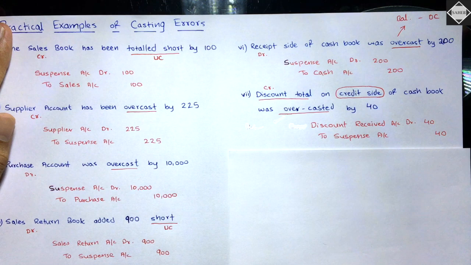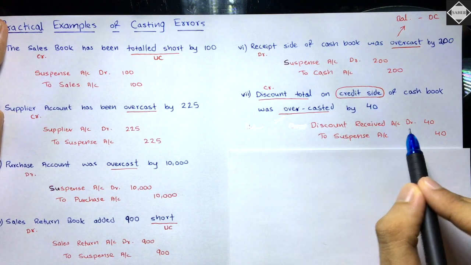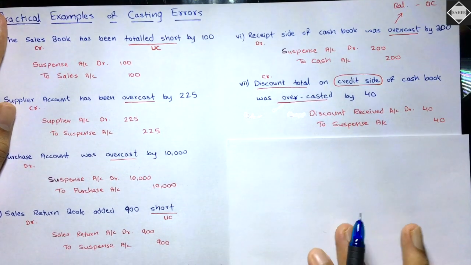So how will you reduce? Simple. Discount received has credit balance. To reduce it, you have to debit that. You have to do opposite. Discount received account debit 40 to suspense account, the handicap. Fine. Let's see the next transaction.